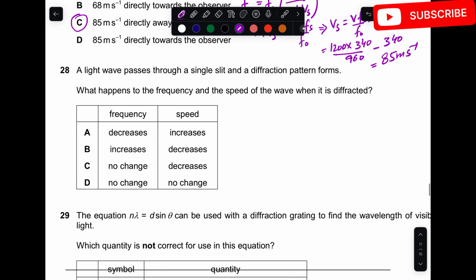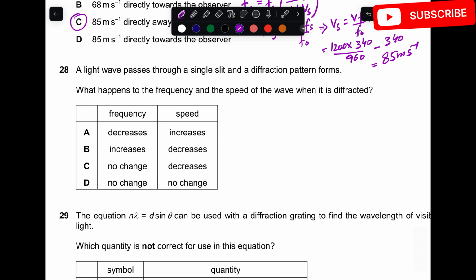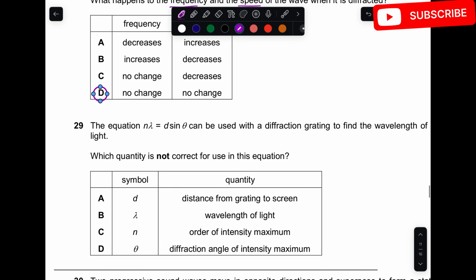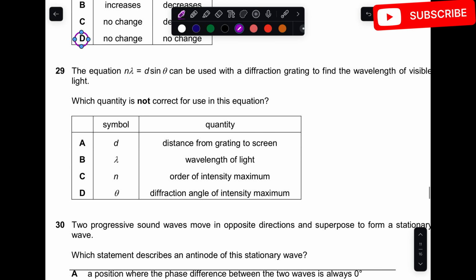Question 28. A light wave passes through a single slit and a diffraction pattern forms. What happens to the frequency and the speed of the wave in diffraction? Speed and frequency only change when there is a change in medium. In diffraction, there is no change in medium, so the frequency and the speed will remain the same. Frequency will never change, by the way.